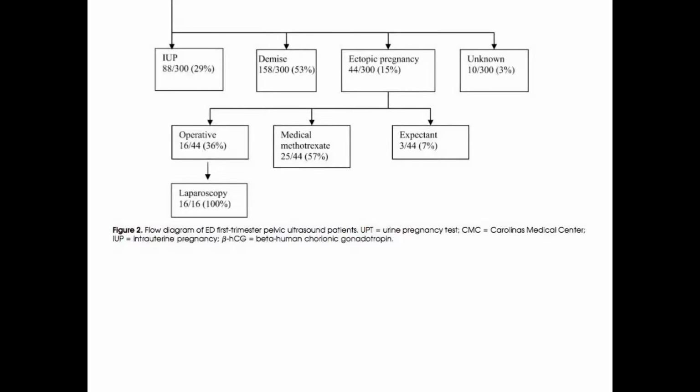Of those 20%, 3% were lost to follow-up, and in this study, 15% of ND-IUPs resulted in ectopic pregnancy, whereas 53% resulted in miscarriage, and only 29% turned out to be viable intrauterine pregnancies.